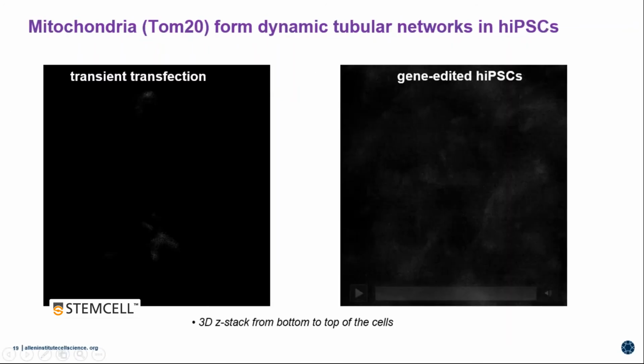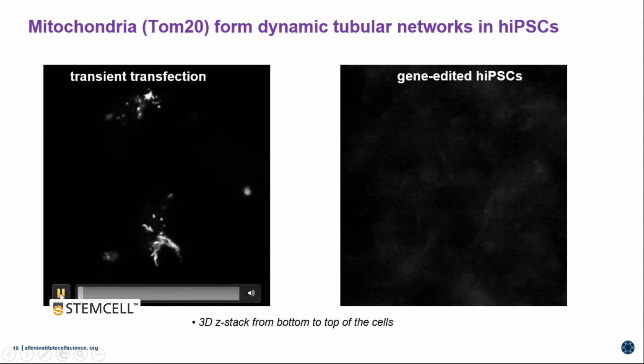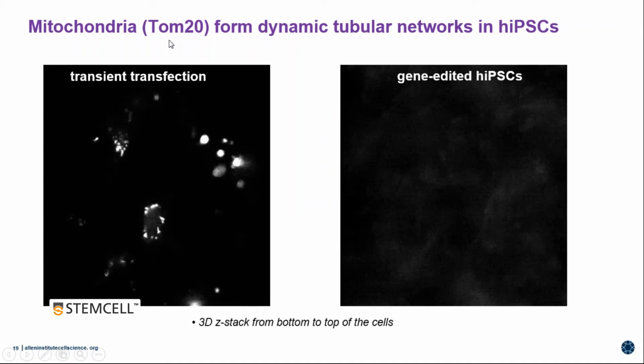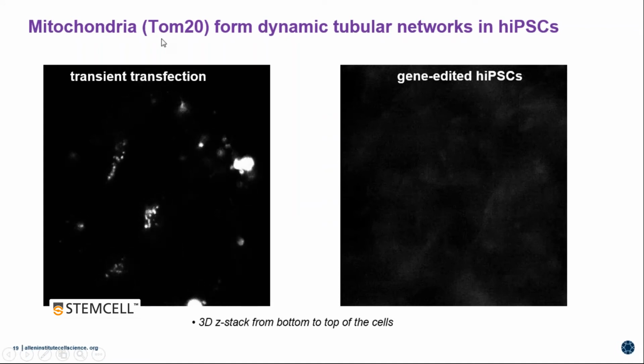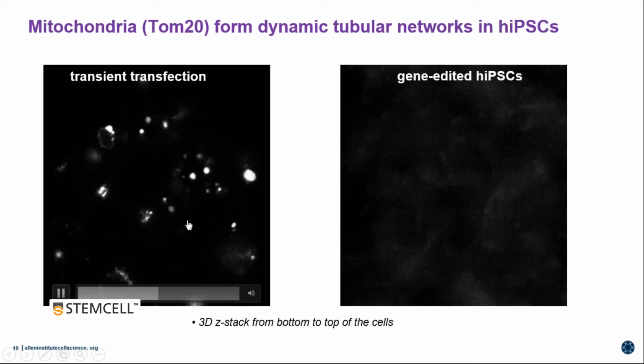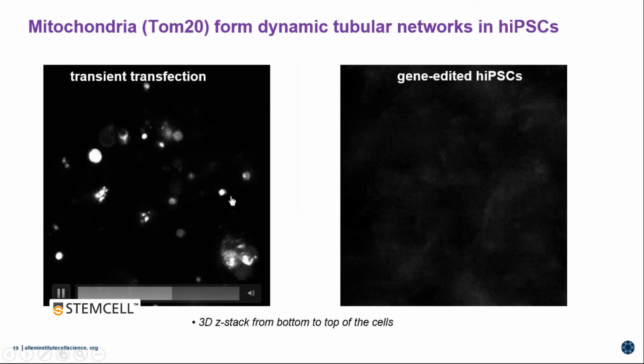So right at the beginning last year, we were doing some transient transfections because we were just getting started. And this is one of our mitochondrial proteins, TOM20. And as expected, there's a lot of overexpression artifacts. Really, you can't see very much here. And there's a lot of cells in the background here that never got transfected.